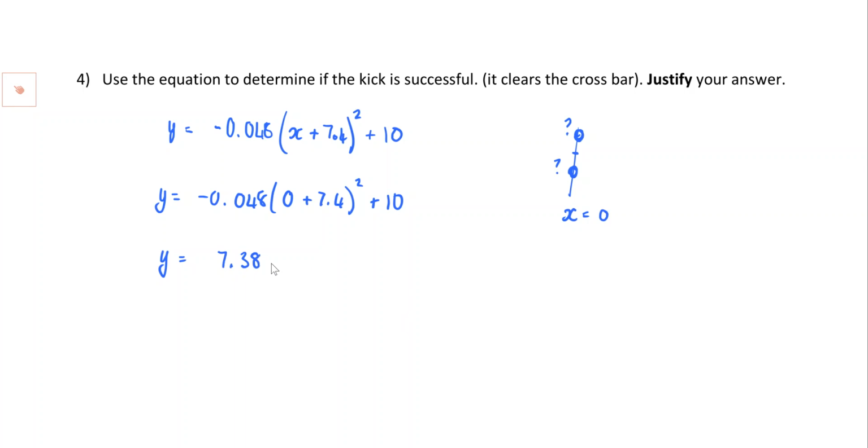7.38, if it's round, I don't know. Meters, okay. Not quite enough, but good. I think a lot of you learnt from last time, we have to justify our answer and we say, yes, it's successful because 7.38 is greater than 3, or it clears by 4.38 meters, or whatever. You got to have that final statement. But I saw a lot of that, which was good.